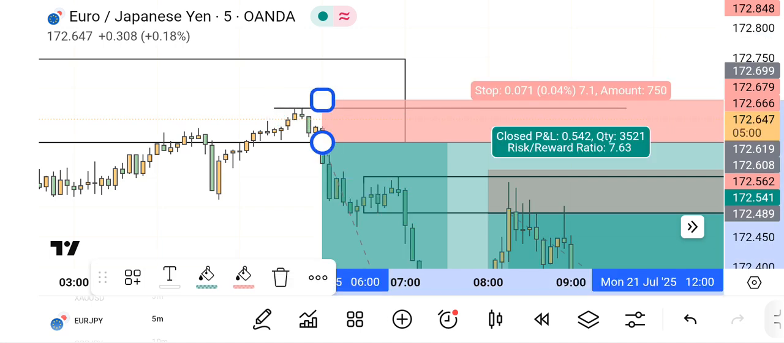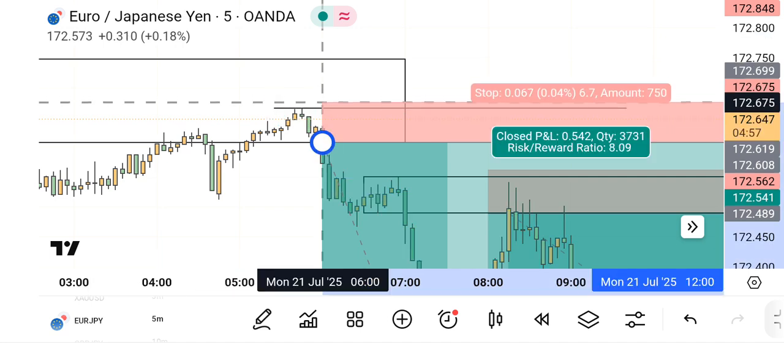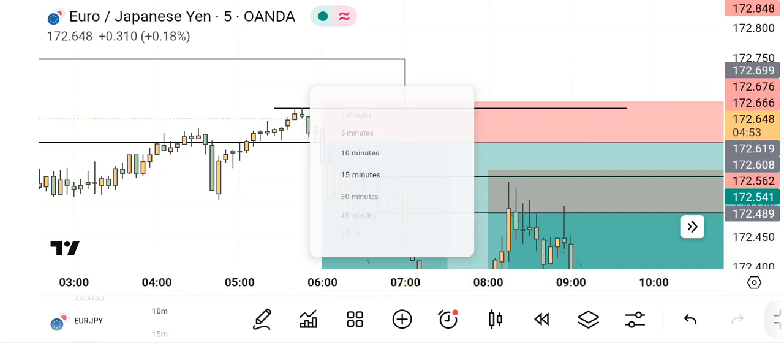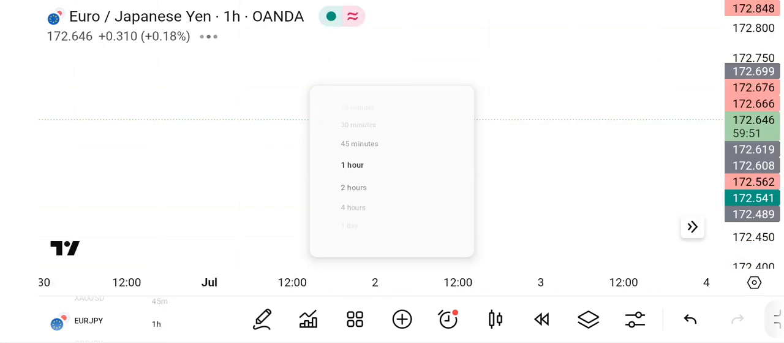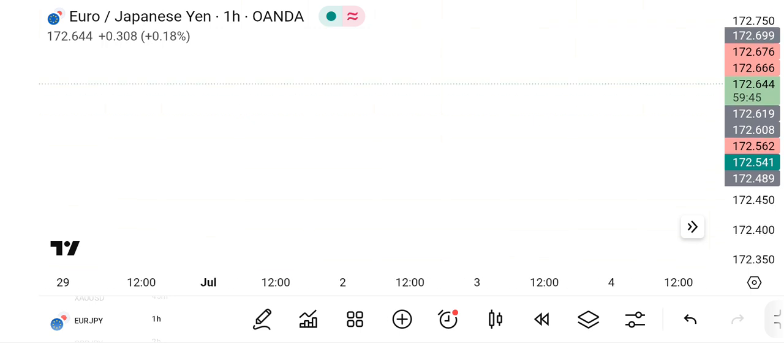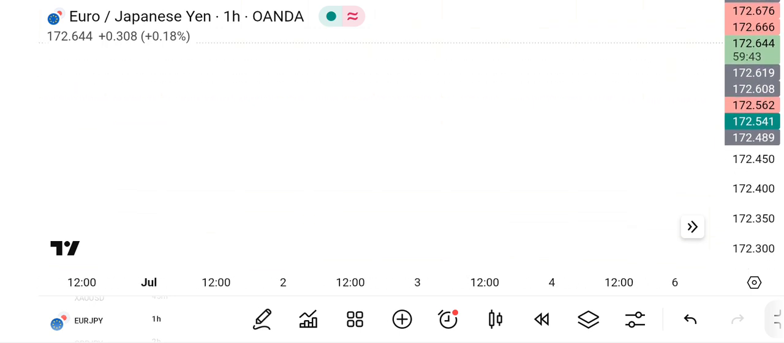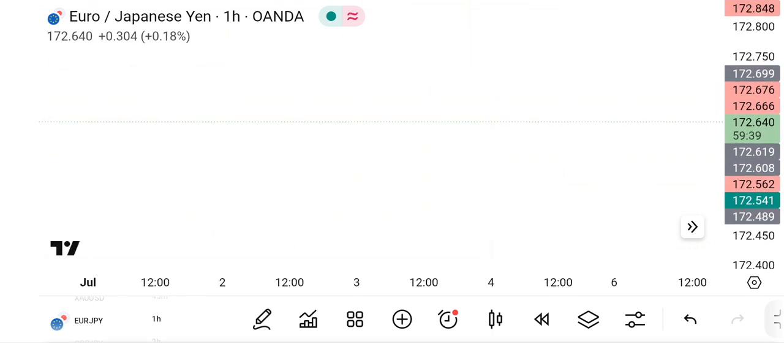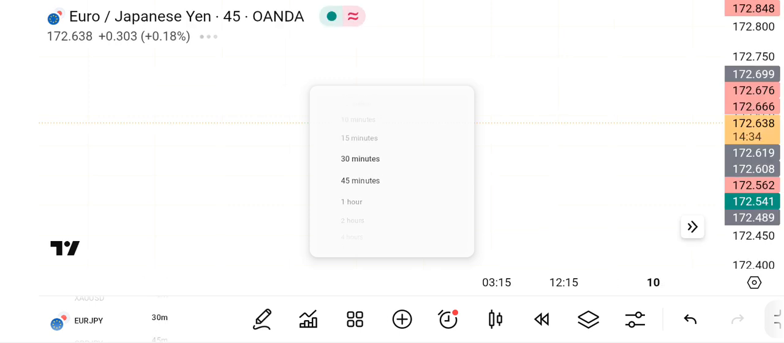Then I will shift my stop loss to a bit above it, because in case the price gets rejected, I go back to my 1 hour time frame, which is this. Sorry, the network is kind of bad. Okay, it's the 30 minutes time frame.